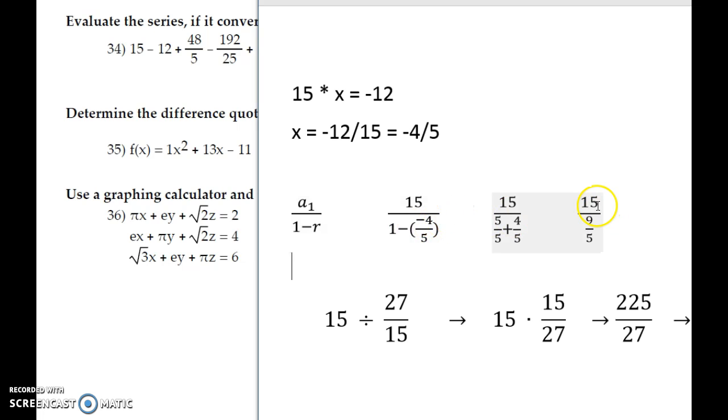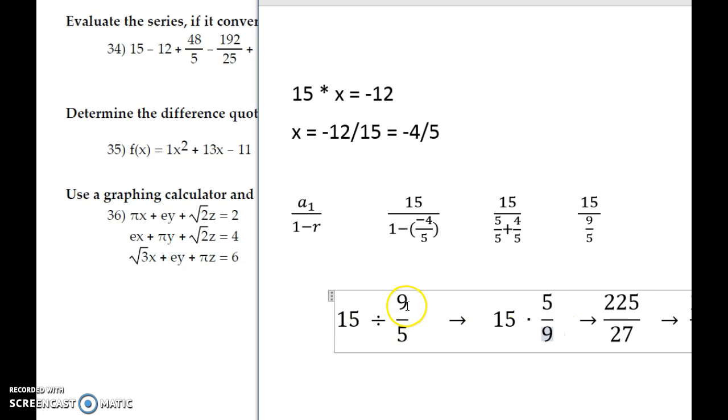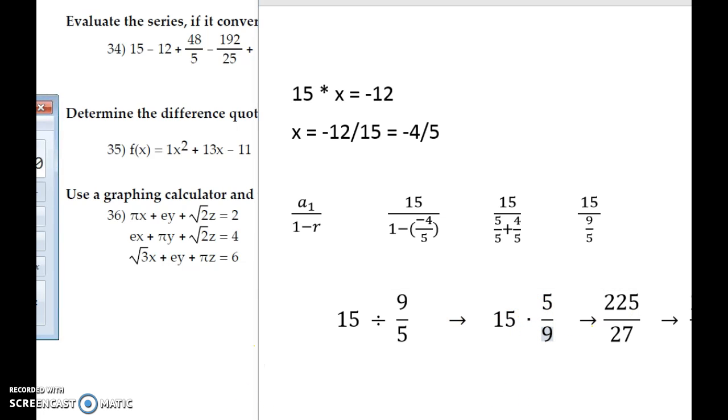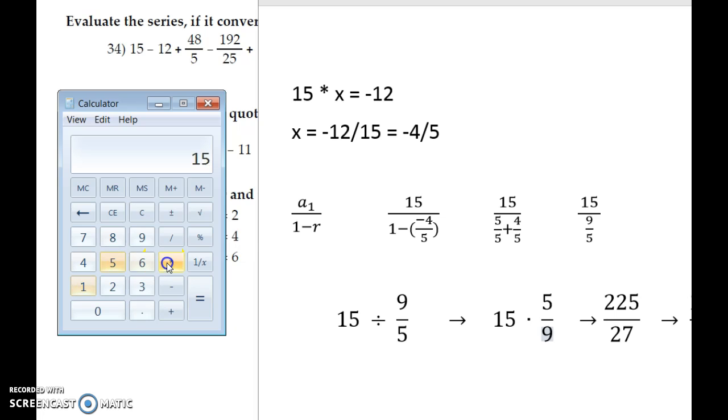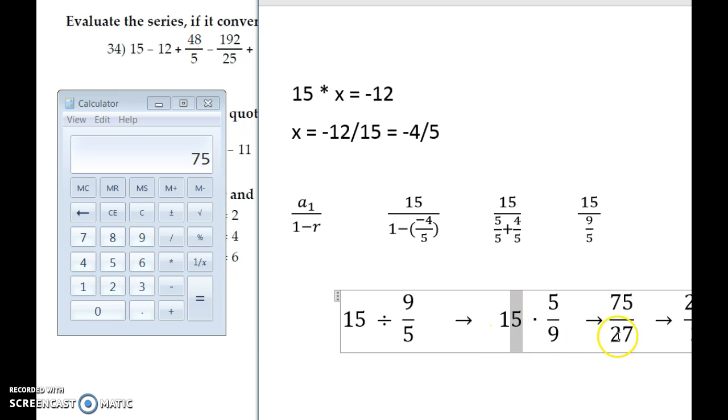Now 15 divided by 9/5, let's use fraction division. So 15 divided by 9/5 becomes 15 multiplied by 5 over 9. Remember, for division, we flip the fraction and change it to multiplication. So 15 times 5, let's make sure I get that right. 15 times 5 gives us 75. And this fraction is just a 1 on bottom, so 1 times 9 gives us 9.